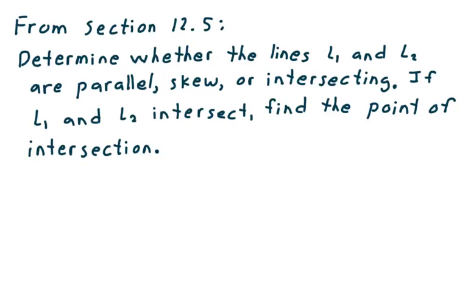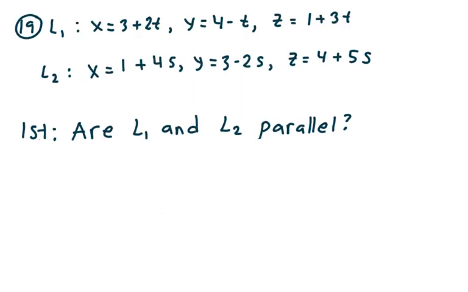This is a video from section 12.5 in a Calculus 3 class. The directions say to determine whether the lines L1 and L2 are parallel, skew, or intersecting. If L1 and L2 intersect, find the point of intersection. Let's take a look at number 19.